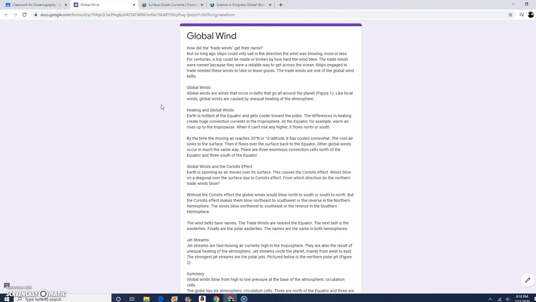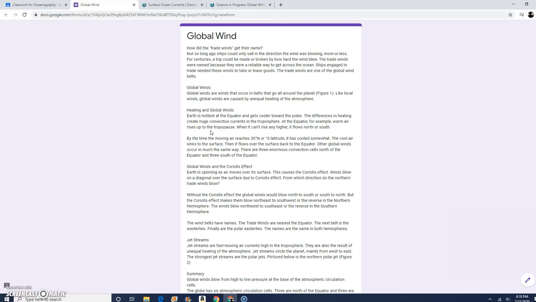The difference in heating creates huge convection currents in the troposphere, which is the lower level of the atmosphere we live in. At the equator, for example, warm air rises up to the tropopause, about 8 miles. When it can't rise any higher, it flows north or south. By the time the moving air reaches 30 degrees north or 30 degrees south latitude, it has cooled somewhat. The cool air sinks to the surface, then it flows over the surface back to the equator.